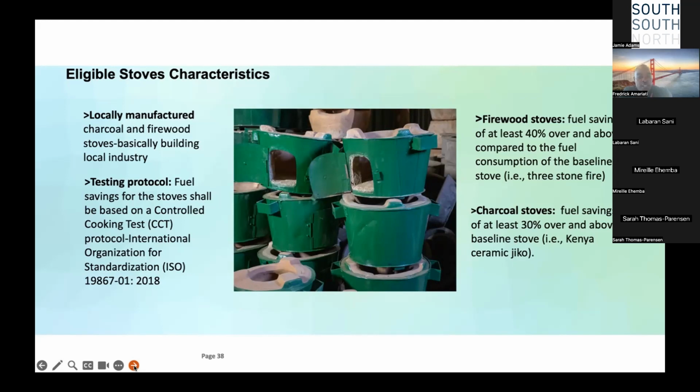And then for charcoal stoves, at least a stove that achieves at least 30% fuel savings above our baseline stove in Kenya. We have a famous stove, we call it KCJ, it's been here since the 80s. And we're trying to see if we can get solutions that surpass its performance. All these stoves, in terms of testing, were to be based on a controlled cooking test protocol. And we're doing this, as I'll mention again later, with the testing agency in Kenya, the only one that's accredited to do that. Next slide, Sarah.